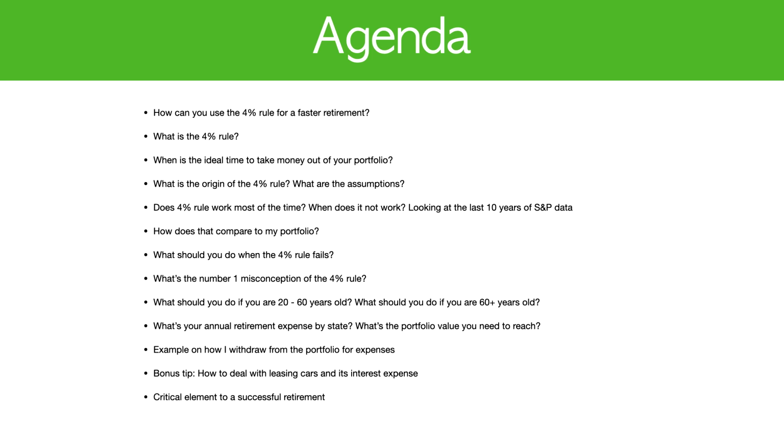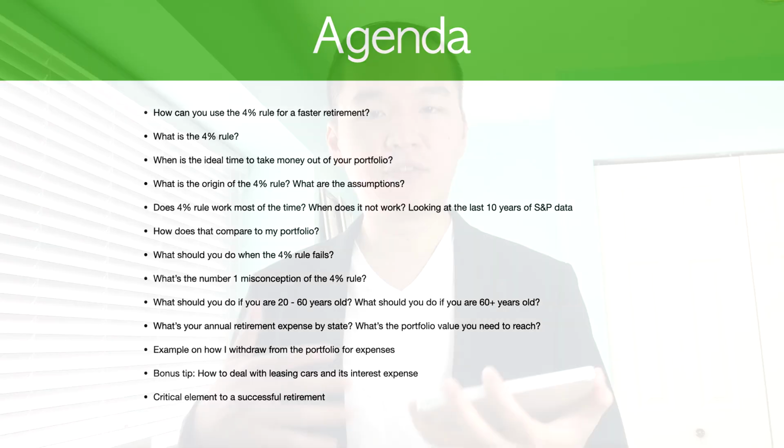And then afterwards, we're going to talk about the annual retirement expense by state, which is very helpful if you're living in the US. If you're living in Canada, then it should be around the same because we'll arrive at a conclusion. And then afterwards, I'll also talk about how I withdraw money from the portfolio for expenses, and how to deal with stuff like leasing a car, which is a bigger expense, and its interest expense as well. And finally, I'm going to cover the critical elements to a successful retirement to basically help you think through this process. So by the end of this video series, you should have a good understanding of the 4% rule, how you can use it in an actual environment like your own situation, and we'll go from there.